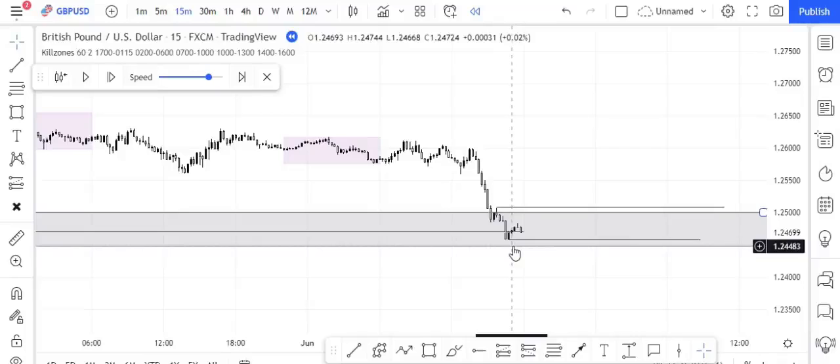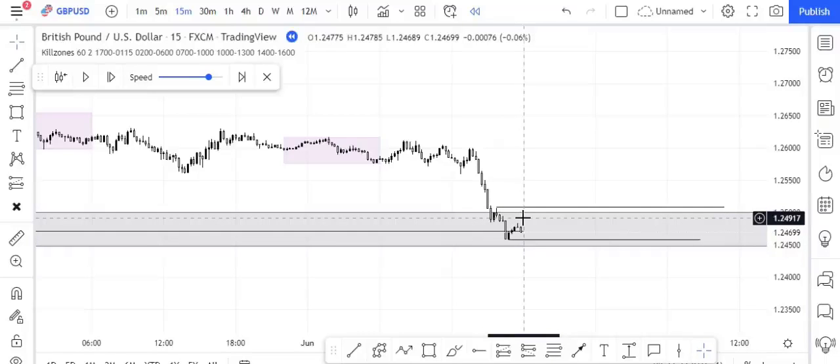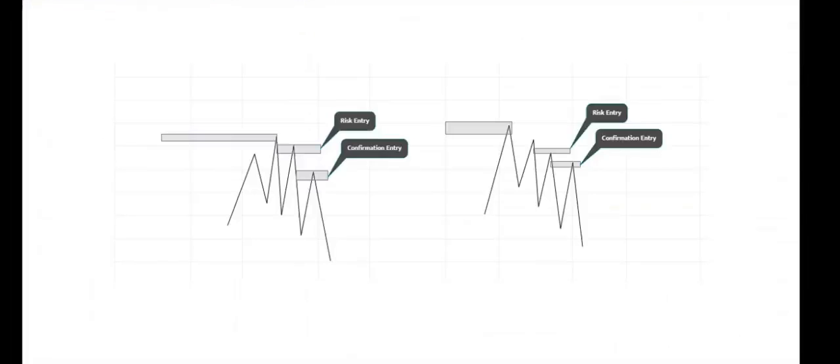But ultimately, because we want to buy this market, we want to see price break and close above this point. What are we looking for, guys? What are we looking for on this M15 time frame? Let me show it to you again, what we are looking for. So guys, this is what we are looking for on that M15.